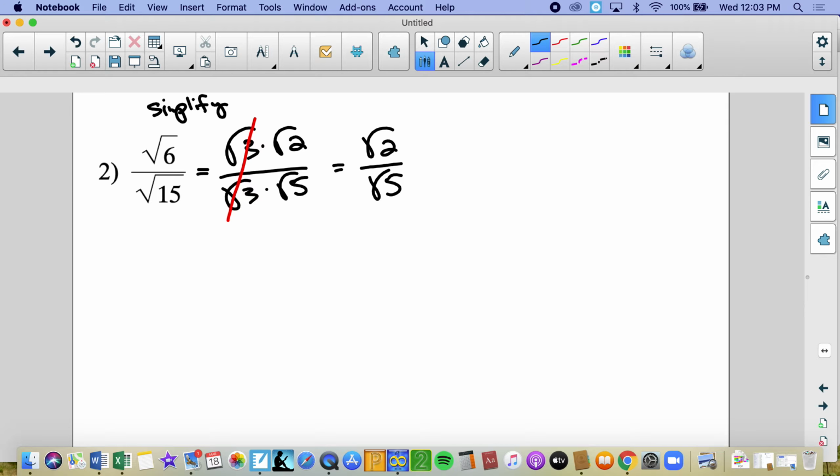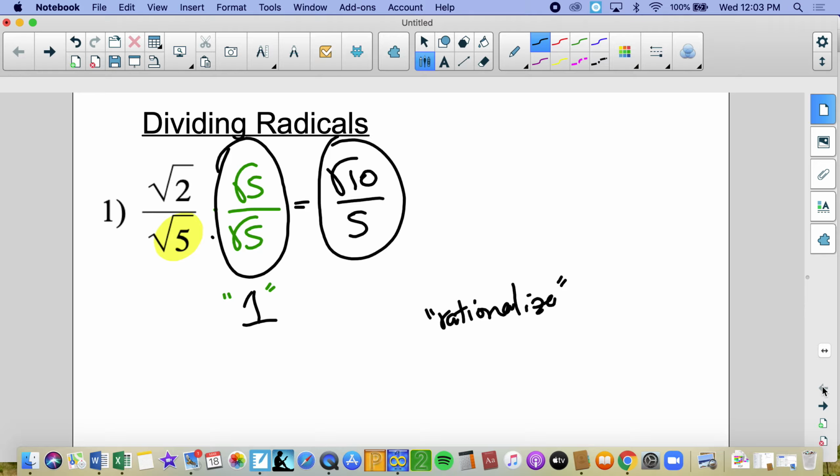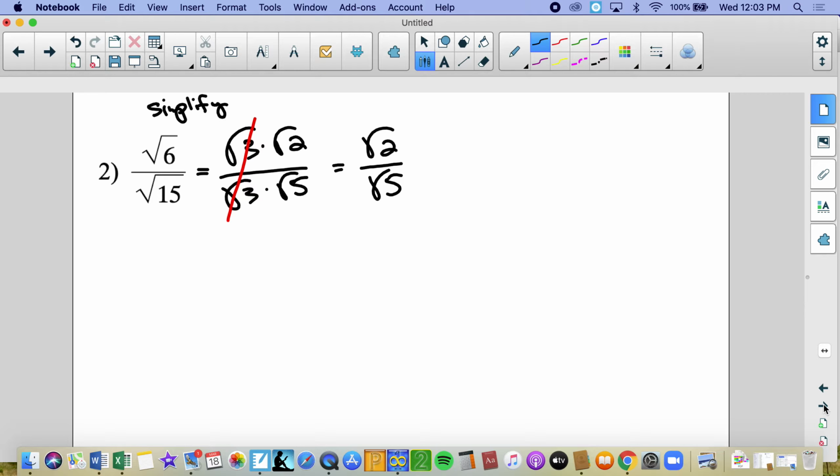Now I can't leave that answer because, unfortunately, it's the same exact problem right there. Rad 2 over rad 5, because we have a rad in the denominator. No rads in the denominator, so we have to rationalize it. When we rationalize it, we are going to multiply by that radical in the denominator. We're going to multiply by rad 5 over rad 5. That gives us rad 10 over 5.